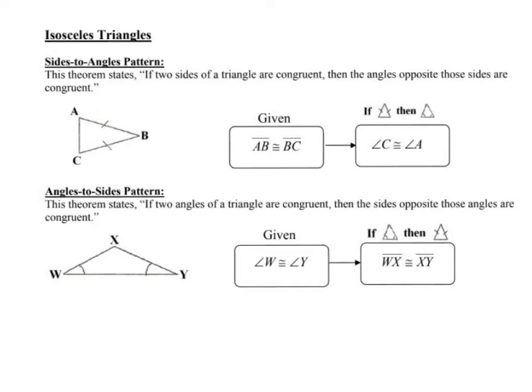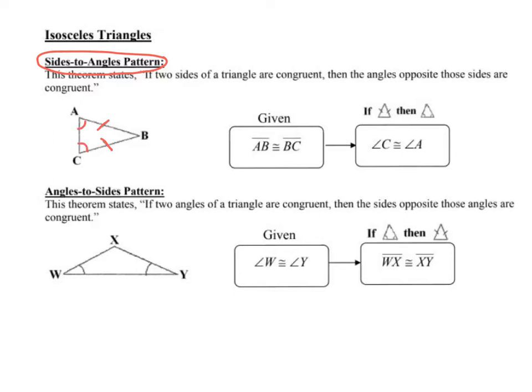In note sheet number 6, we're going to add a couple more patterns to our proofwriting repertoire, and also in the context of a diagram where the triangles happen to be overlapping. The new patterns we're using today have to do with isosceles triangles. In the first pattern, the sides to angles pattern, if you have a triangle and you know that two sides are congruent, then, as you recall from a previous unit, the angles that are opposite those sides will be congruent as well.